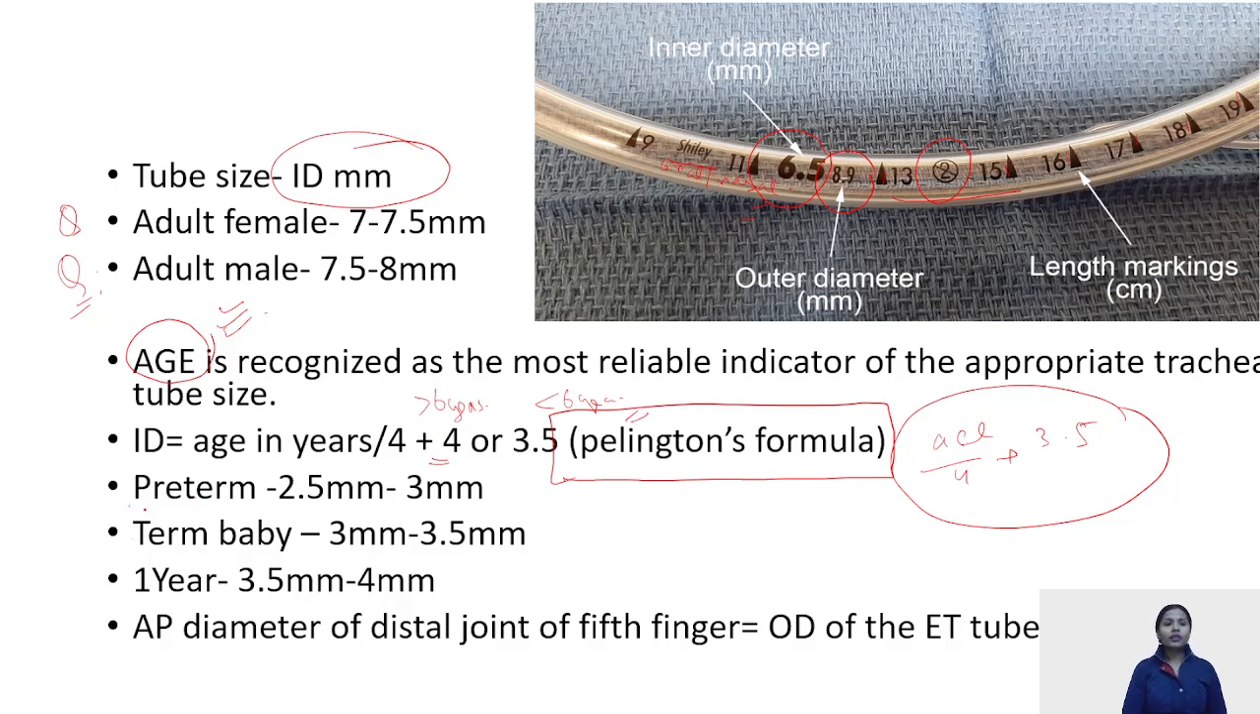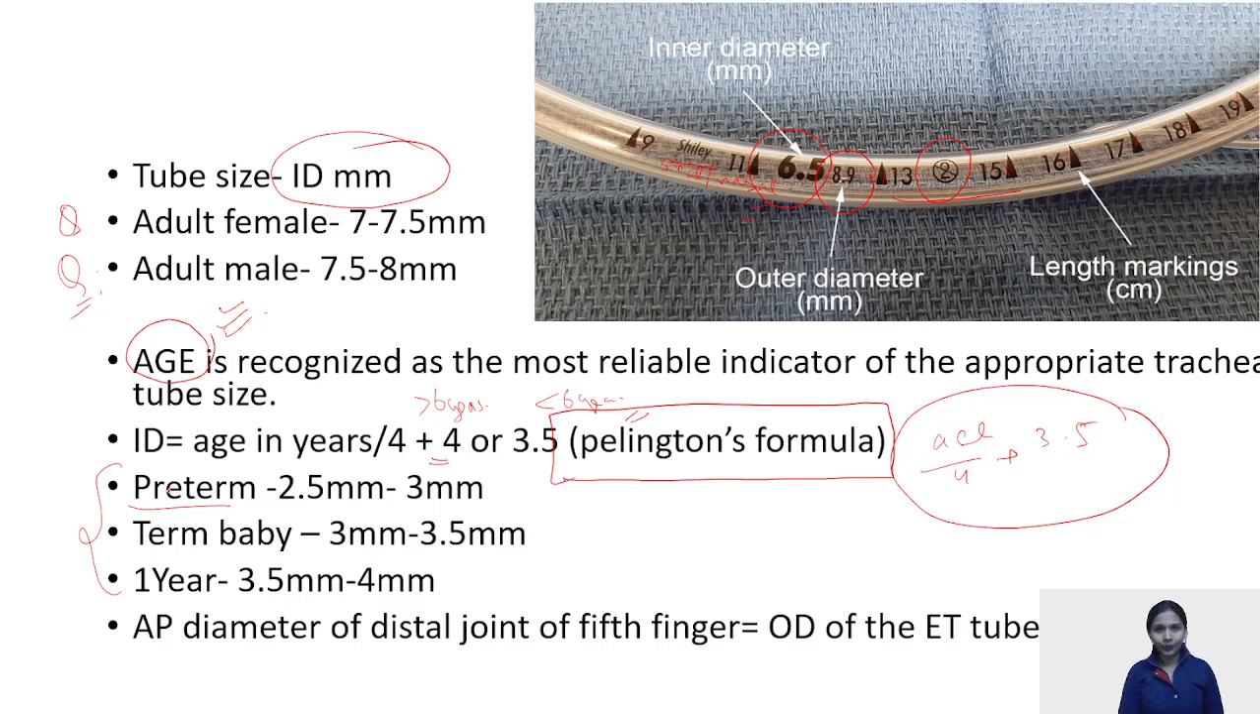In preterms, the tube size is 2.5 to 3 mm. In terms, 3 to 3.5 mm. 2.5 mm is the minimum diameter tube that we have. At 1 year, a 3.5 to 4 mm tube is used. You have to revise it again and again in order to memorize which size of tube is used in which age group.